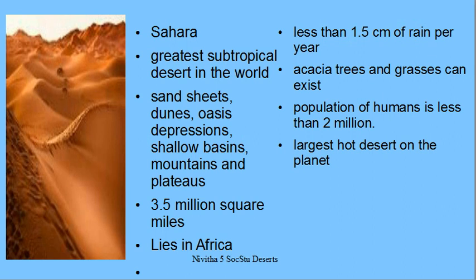Population of humans in the Sahara Desert region or the African desert is less than 2 million. Sahara is the largest hot desert on the planet.